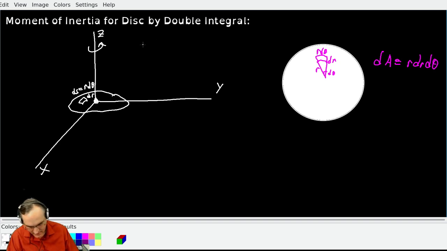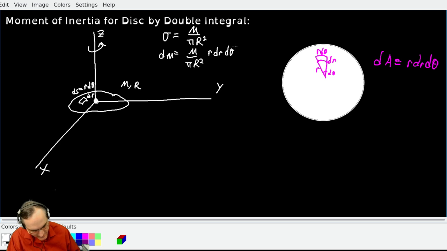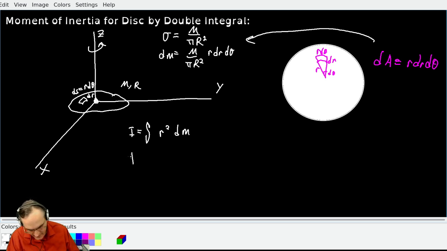Okay, same things kind of apply. This is mass m and radius R, so the density of the material is m over pi big R squared. And dm is going to be m over pi big R squared times the area of our little piece. We'll use our dA. All right, the distance to that piece is just r, so when we go to find I, we'll be going from r squared dm, we'll do our usual thing.